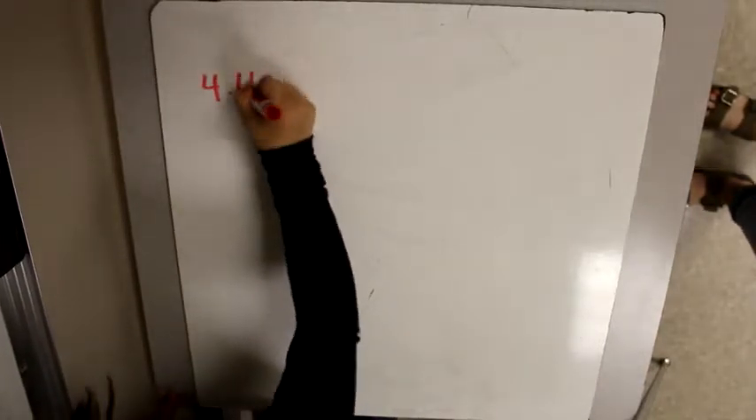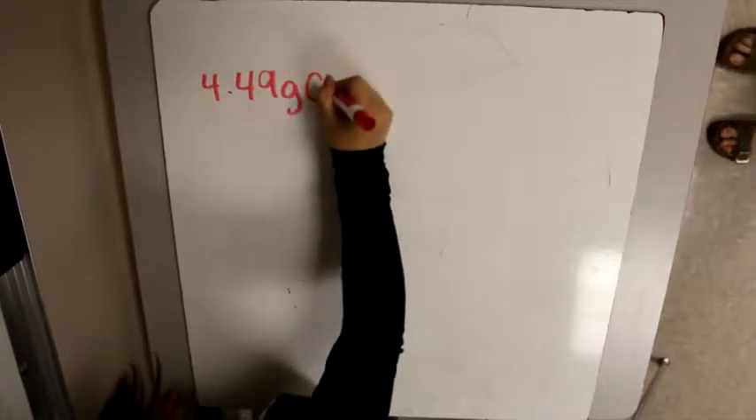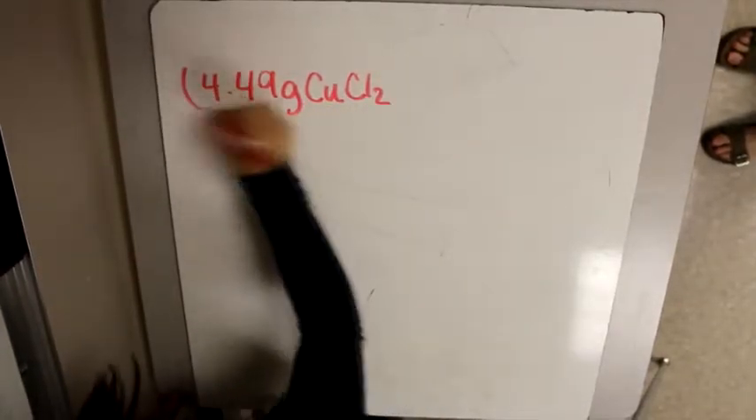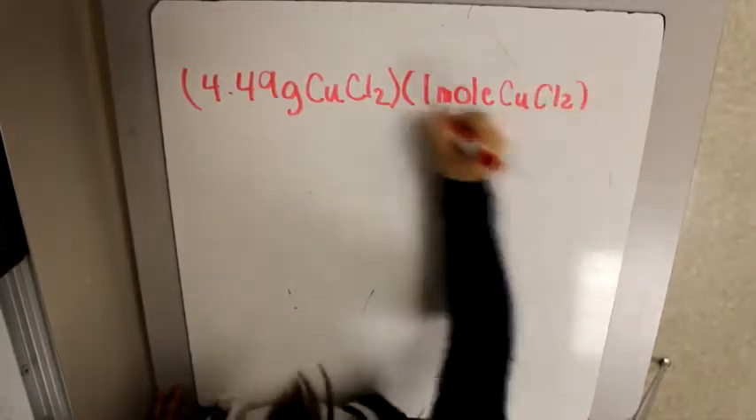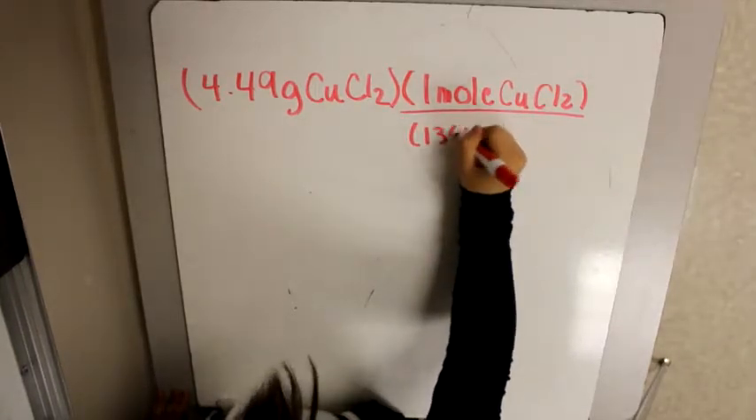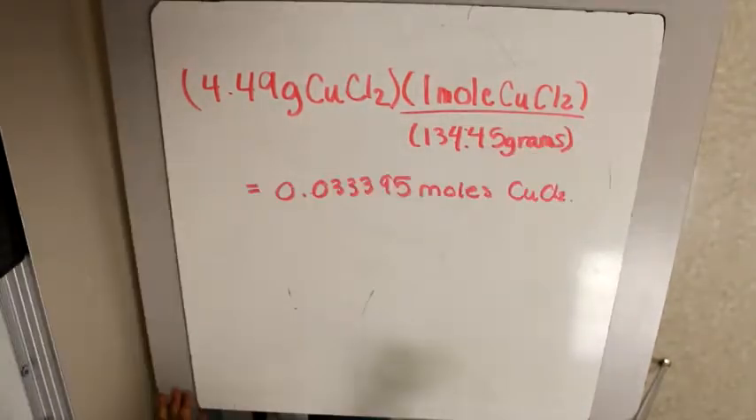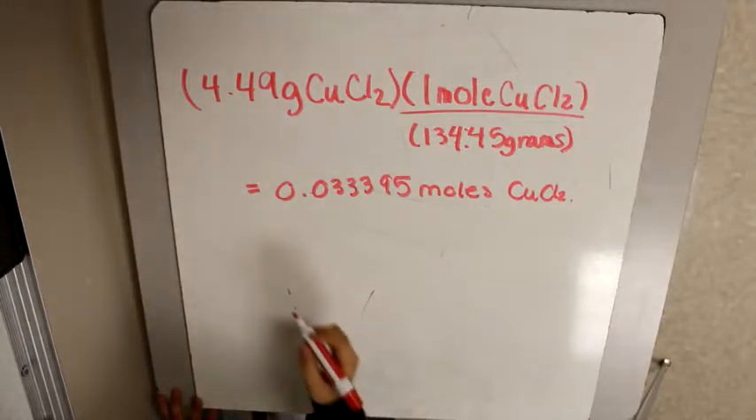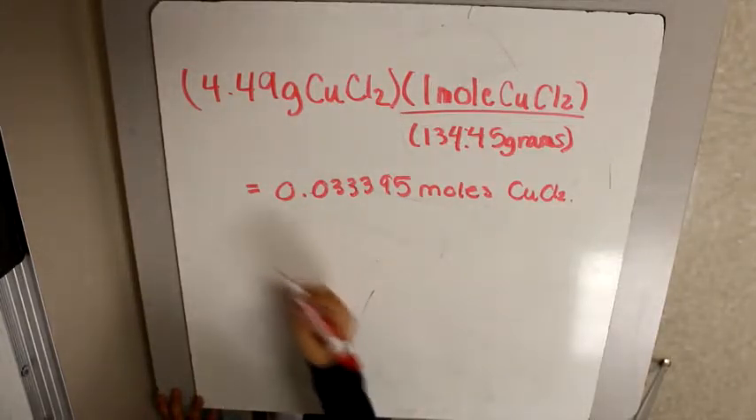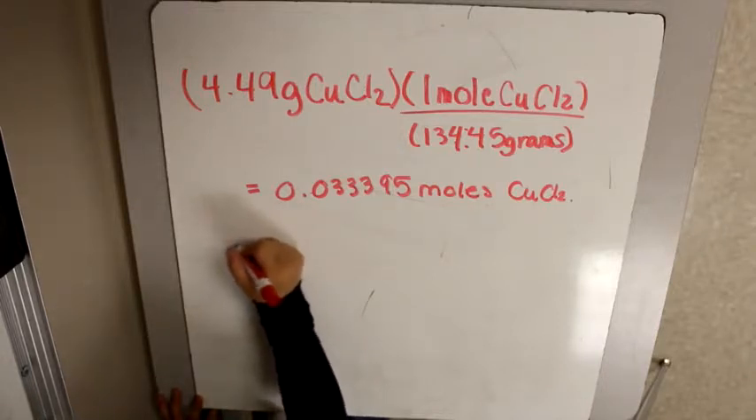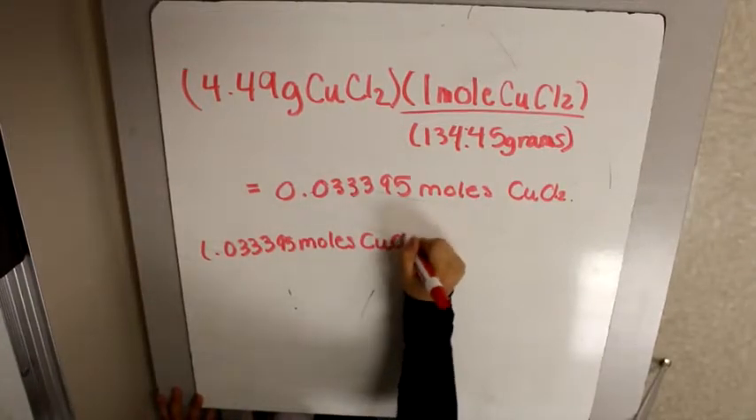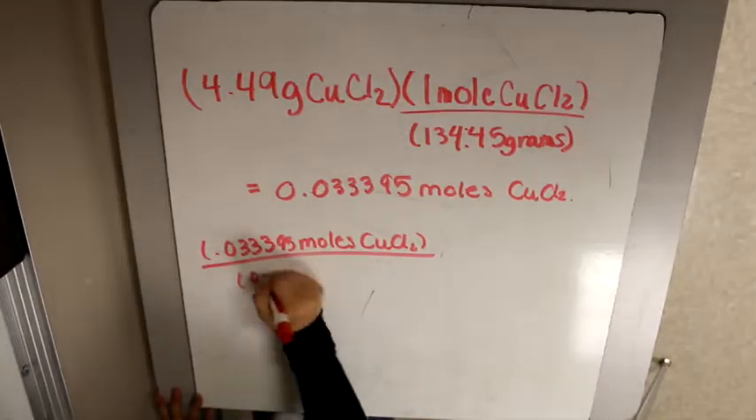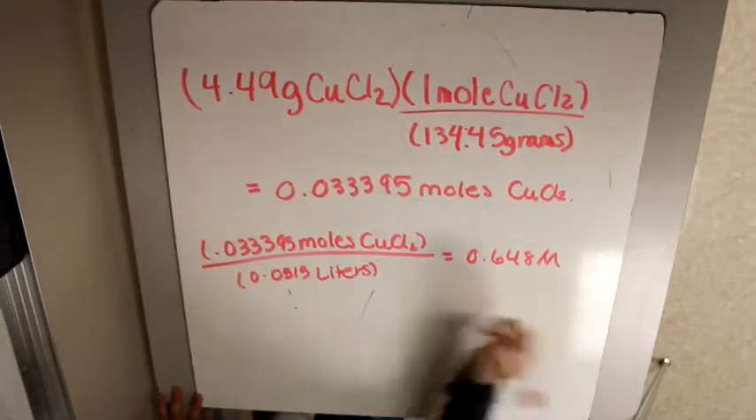The first step here is to find the moles of the 4.49 grams of CuCl2. We can do this by using the mole ratio. The ratio should look like this. 4.49 grams CuCl2 times 1 mole CuCl2 over 134.45 grams equals 0.033395 moles CuCl2. Then, to find the molarity of the diluted solution, we divide the number of moles by the volume. This results in 0.033395 moles CuCl2 divided by 0.0515 liters, which equals 0.648 molarity.